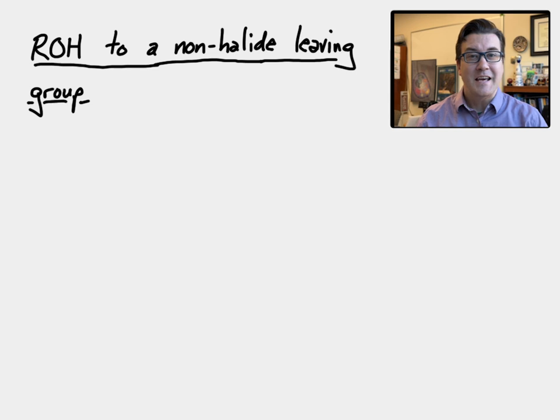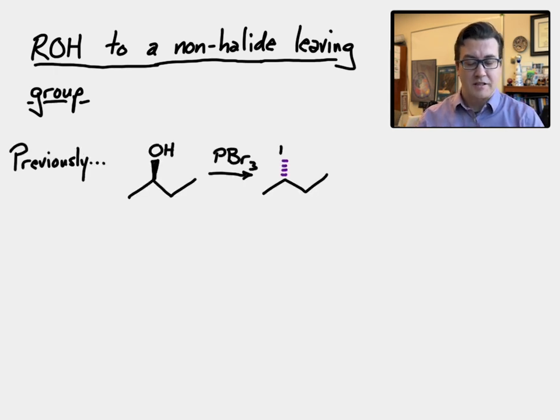Hi, in today's video, we're going to talk about turning an alcohol into a leaving group that's not a halogen. Previously, we had seen that we can convert an alcohol to something like an alkyl bromide or alkyl chloride. In this case, I'm showing the alkyl bromide with phosphorus tribromide, and this results in an inversion of stereochemistry. This is now a good substrate for SN2 chemistry.